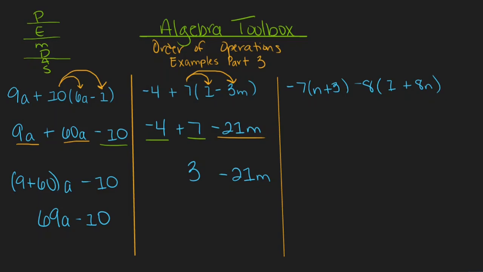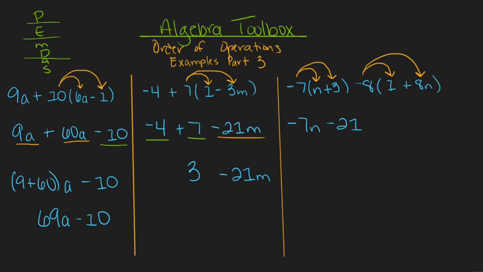Instead, what I'll have to do is distribute out the numbers or coefficients in front of those quantities. So for the first group, I'll distribute the negative 7, and it is important to remember that this negative should come along with the 7. For the second group, I'll distribute out the negative 8, again keeping that negative sign with the value that I'm distributing. When I do this, I'll get negative 7n, because negative 7 times n is negative 7n, minus 21, because negative 7 times 3 is negative 21.